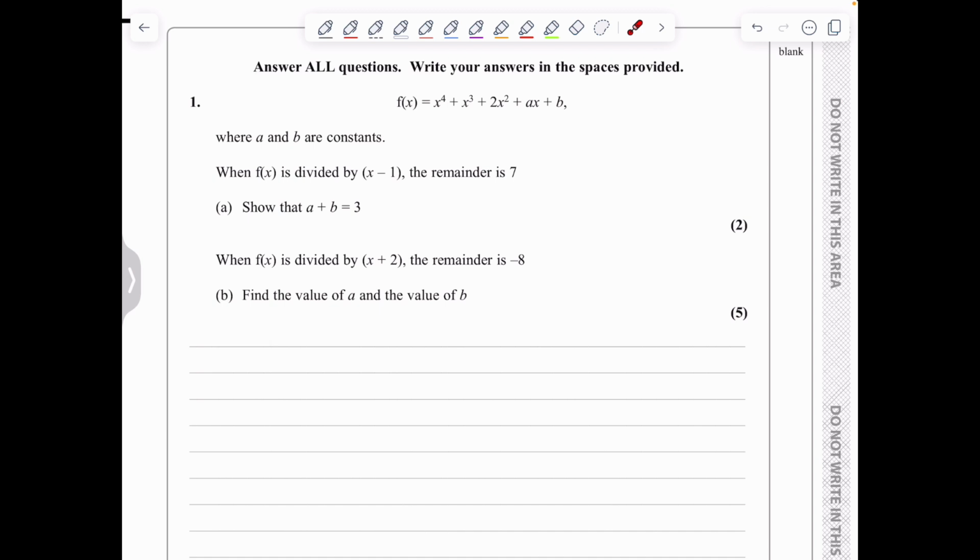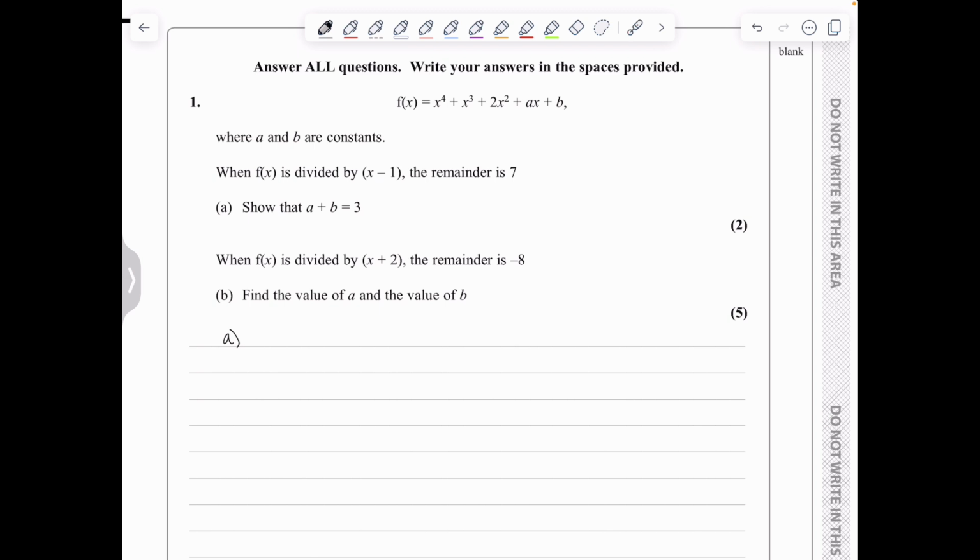In question 1, we've got f of x here, a and b are constants, and we are told that when f of x is divided by x minus 1, the remainder is 7, and we need to show that a plus b is 3. Well, using the remainder theorem, we know that if we divide by x minus 1, the remainder is given by f of 1.